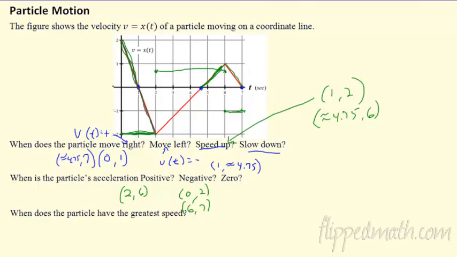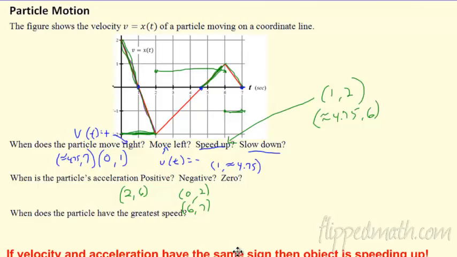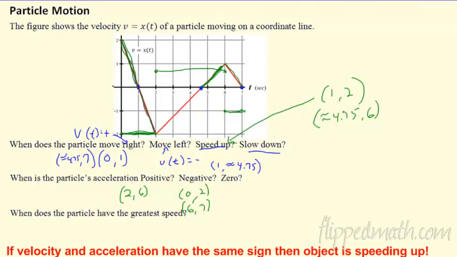Or a good little cheat, and I think I put it at the bottom, is if your velocity and acceleration have the same sign, the object is speeding up. So if you go back and look at this, where do they have the same sign? Up here, velocity is positive, but acceleration is negative. It's slowing down. Your acceleration is slowing it down. But here, check it out. Velocity is negative, and so is your acceleration. This is the area where it's speeding up.